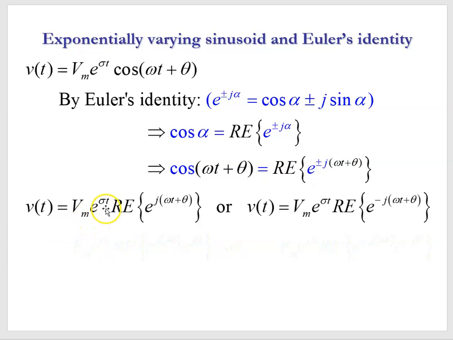So if we have our Vm e to the sigma t times the real part of e to the j omega t plus theta, or it could be, remember, we could have plus or minus the radian frequency. So our exponentially varying function we could represent as either of these two functions, where here we have a frequency of sigma plus j omega. Here we have a frequency of sigma minus j omega. So I shouldn't say the t, just plus or minus j omega.